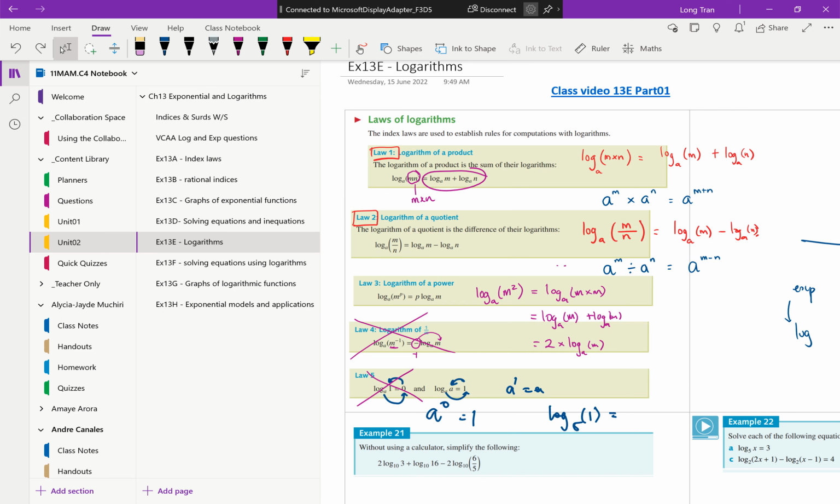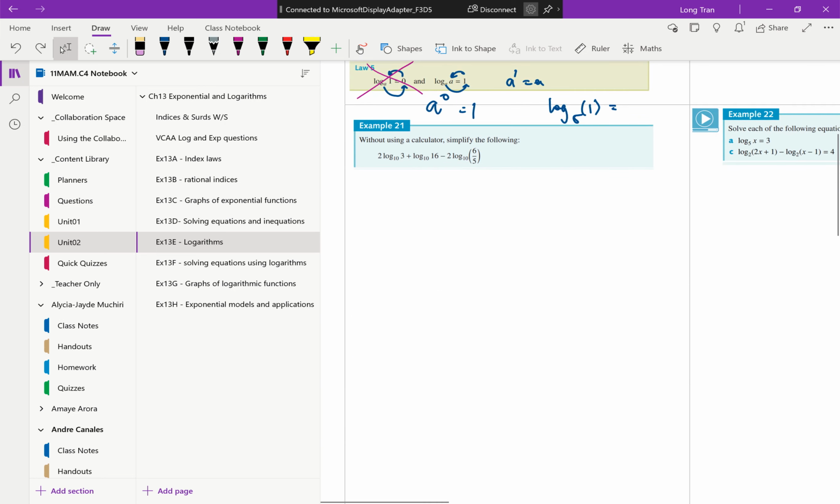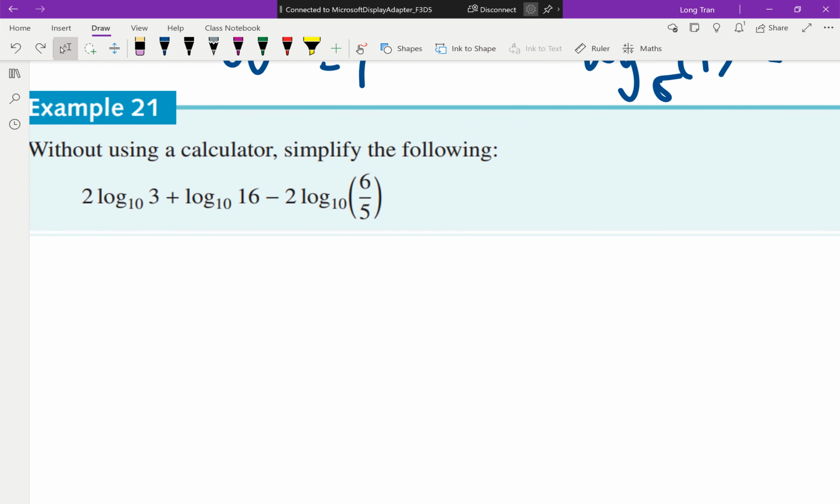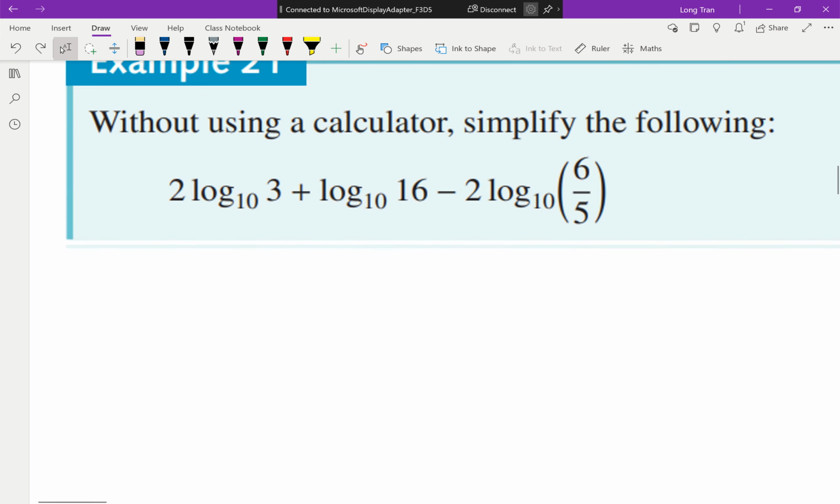Okay? Let's do some examples just to get your head around. So let's have a look at example 21 here. Here we go. So first instincts, like I said, most students will look at this and go, yep, they all have a base 10. All base 10. So your natural instinct is to say, if you're adding, you can combine them, which is true, but what's the problem? You can't just combine those 2 and say log 10 of 3 times 16.